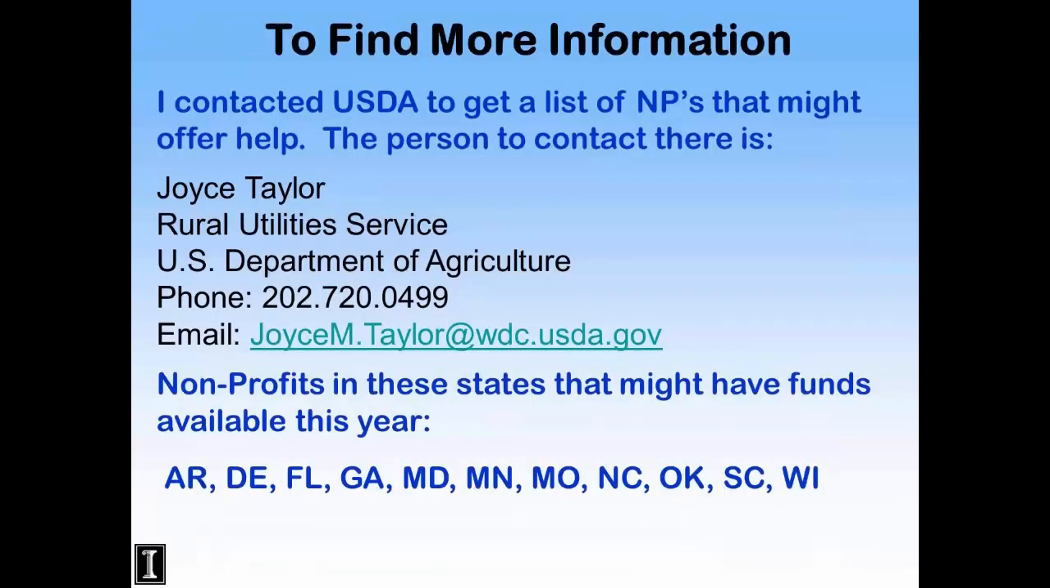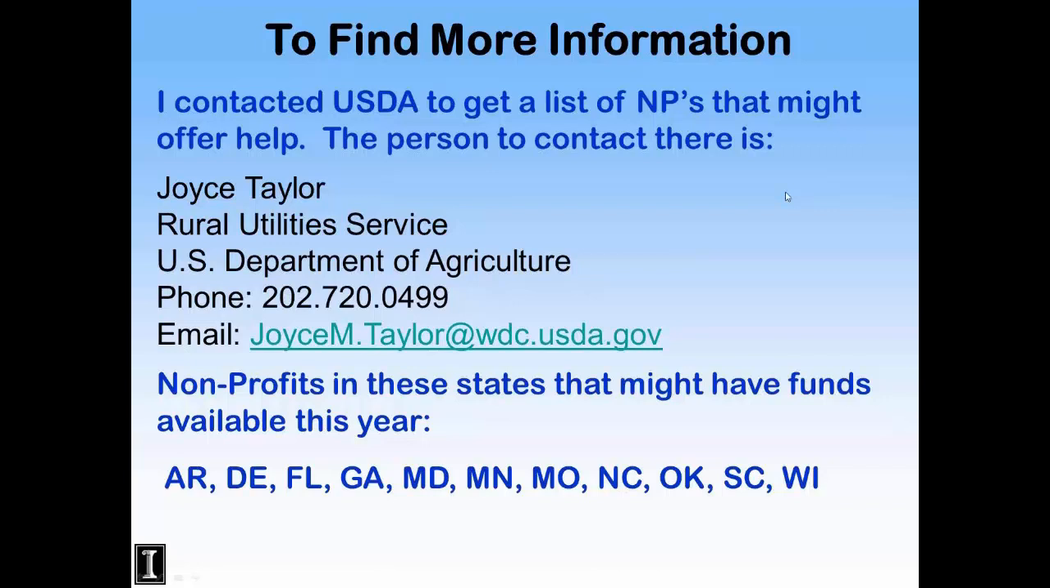And what I've done, I contacted Joyce Taylor at Rural Utility Service, and she's the contact that they list on the wellowner.org page now. And she gave me a partial list of some of the nonprofits that offer help. This is her contact information. And from the list she gave me, these are the states at the bottom that had programs that were active this year. It changes from year to year.